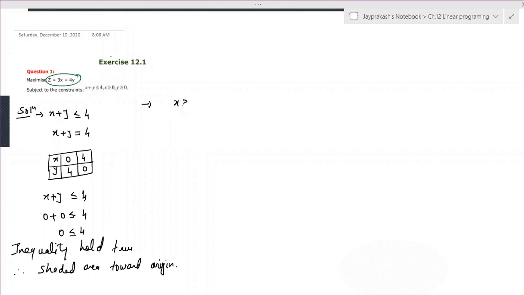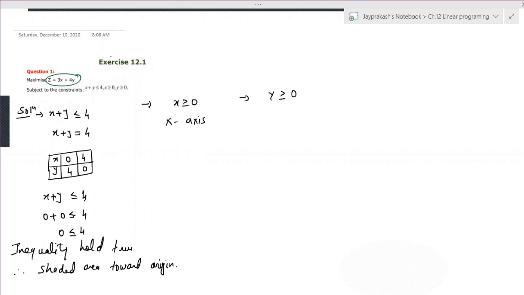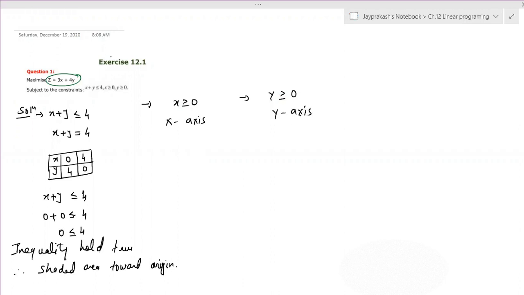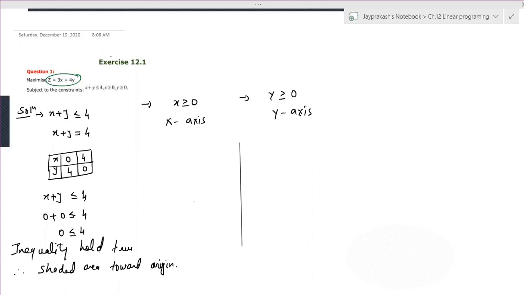And for the next inequality, x ≥ 0, this one represents the x-axis. And y ≥ 0, this one represents the y-axis. Now, if we talk about the solution on a graph, this one is the graph.